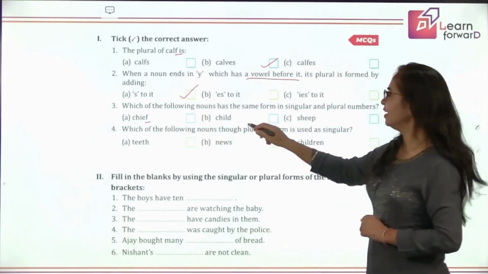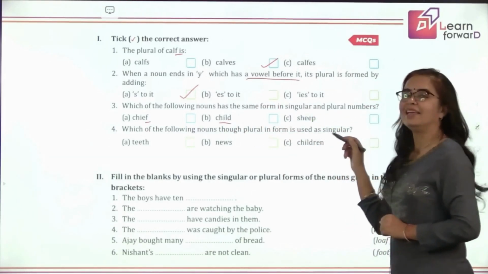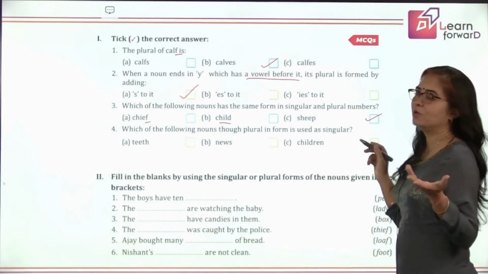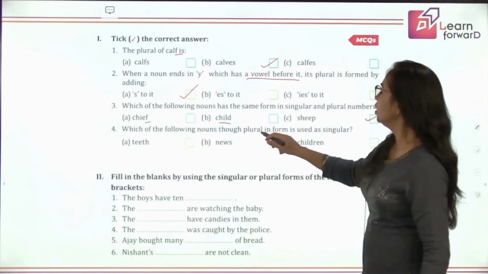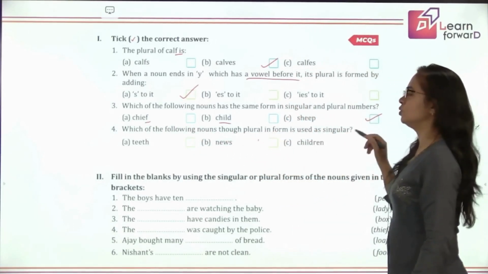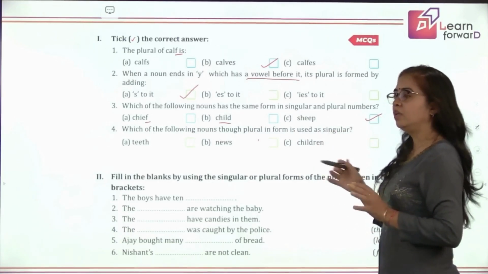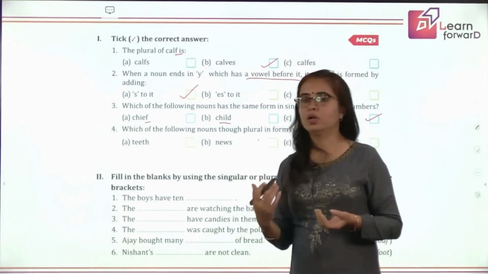Child, it's an irregular noun. Yes, that becomes children. Yes, here you are. So sheep is the same used in singular as well as plural. Good. Which of the following, though plural in form, is used as singular? So here is a word in which there are many, but still you say singular for it.